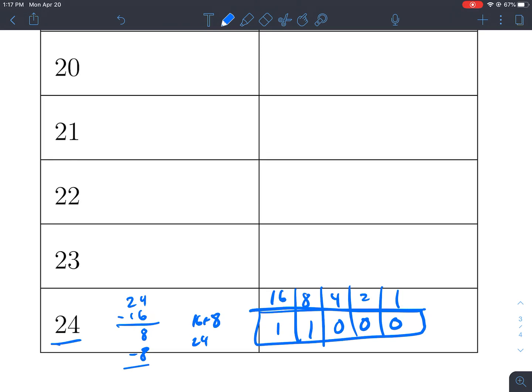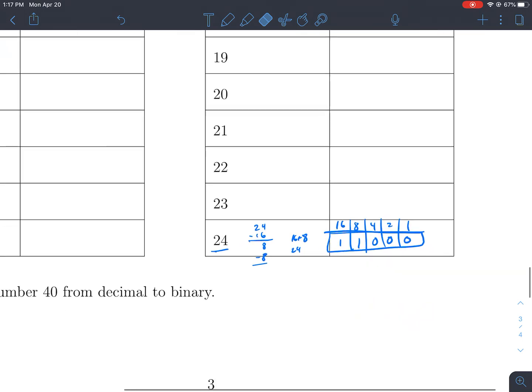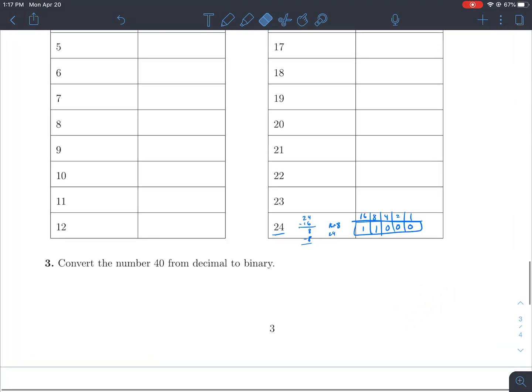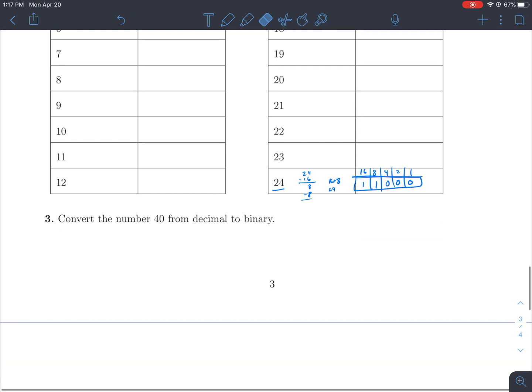Or your computer might think about it as a flashing current: on, on, off, off, off. Perhaps that reminds you a little bit of Morse code, where you use dots and dashes to communicate complex numbers and letters. And that's a good analogy to think about when you think about computer science.